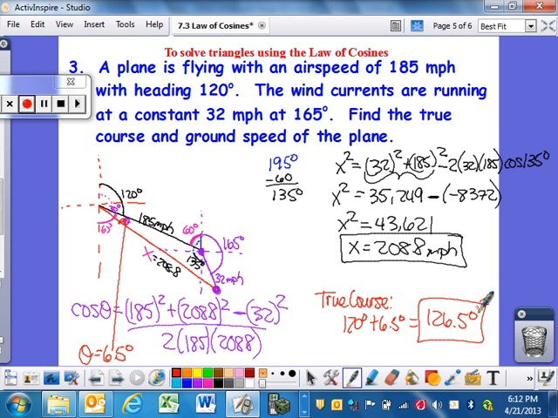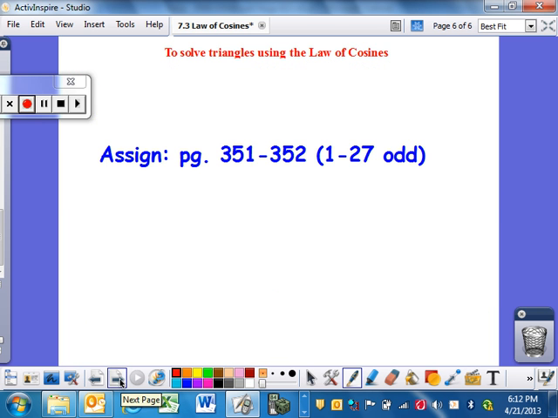So that's one example of our word problems. We definitely are going to be working on a bunch of those in class because I know they're not easy. This is the assignment we'll be looking at, and I hope you guys have a great day.